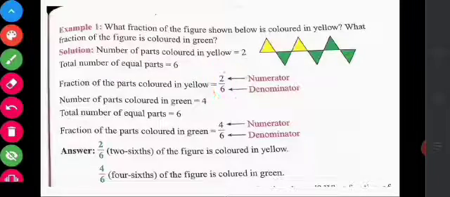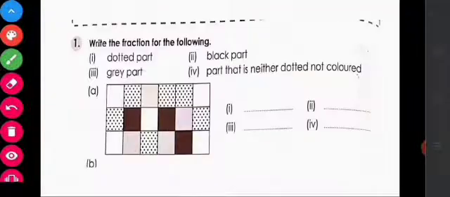And then number of parts colored in green? 1, 2, 3, 4. Write 4 in the numerator. And the total number of equal parts, 6, in the denominator. The fraction of parts colored in green is 4/6. And then look at the next one.